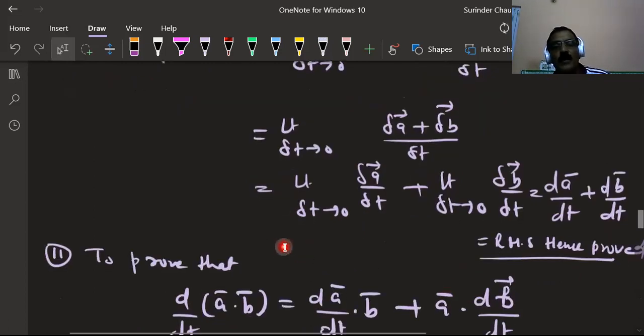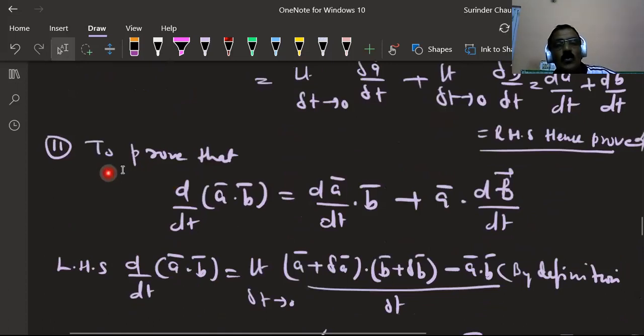Right. Now the second is to prove that d/dt of A vector dot B vector is equal to dA/dt dot B vector plus A vector dot dB/dt. Similarly, you can prove it for the cross product, with the first function and then the second function as for the dot product. On the left-hand side, again using the definition, the limit as delta t tends to 0 of A plus delta A dot B plus delta B minus A dot B, over delta t.